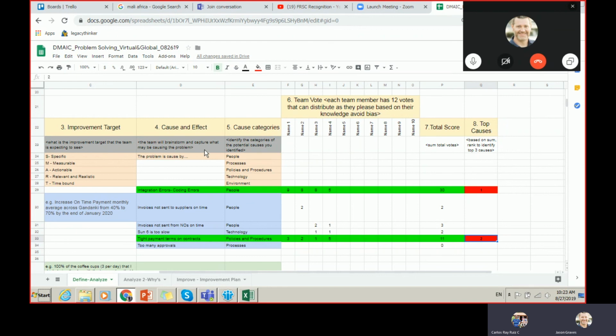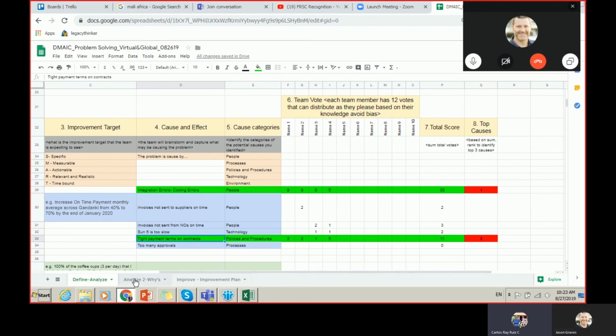So, and then tell them not to be biased. Tell them, guys, don't just give your votes where you see most people are voting. Try to be very honest about the answer, so we really get the ones that are more important. So then, let's say these two are the winners: integration errors and type payments.